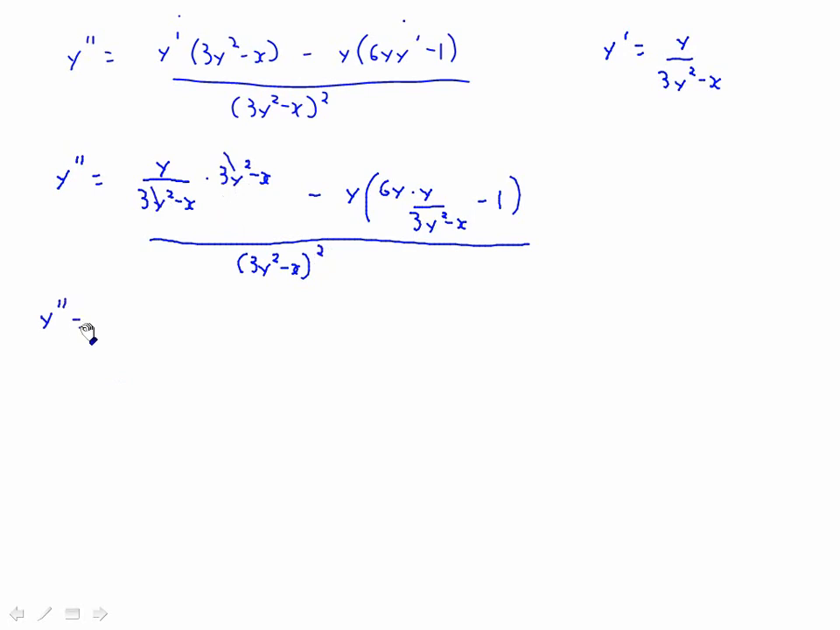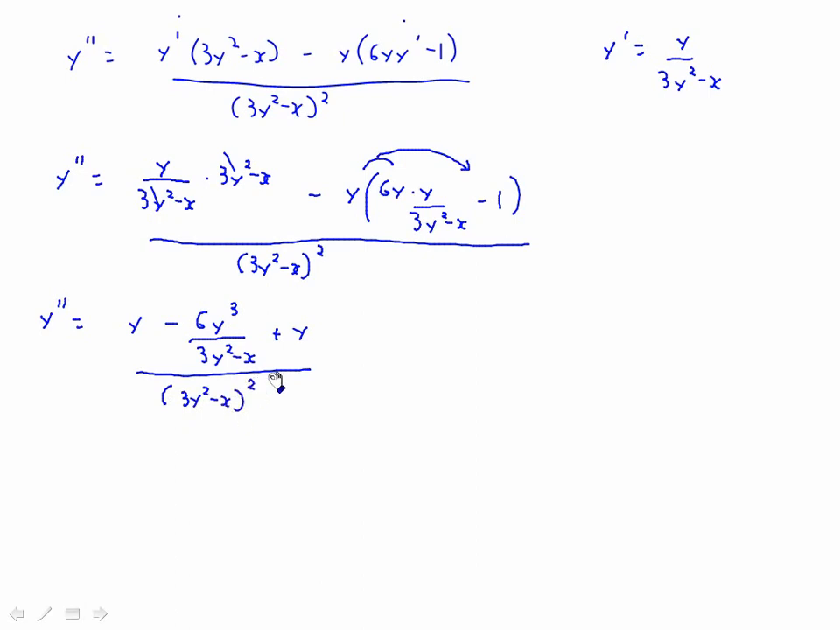So the second derivative is equal to simply y minus, now I'm going to distribute this y in right away. So I will get minus 6y to the 3 over 3y squared minus x. That was just a judgment call, wasn't necessary. Wouldn't have made a lot of difference. You could have simplified first, but there's not much going on. That's a pretty simple expression. And then plus y. And this is all over your v squared or your (3y squared minus x) to the 2.